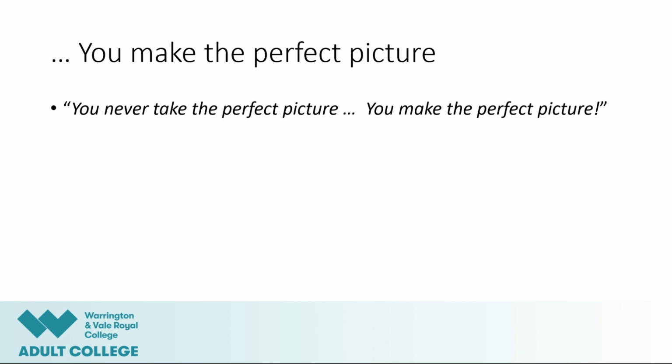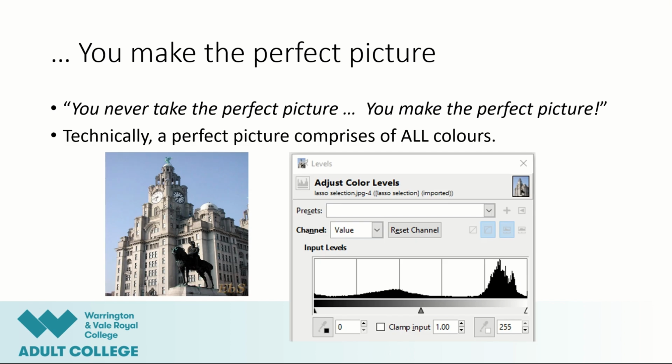So you never take a perfect picture, and if you ask a lot of professional photographers about when they took a perfect picture, very few will ever claim they took a perfect picture because it's a very difficult thing to do. It's very much a case of changing and manipulating the photograph afterwards, but you can make the perfect picture. So you never take that perfect picture, but you can definitely make a perfect picture. So what is a perfect picture?